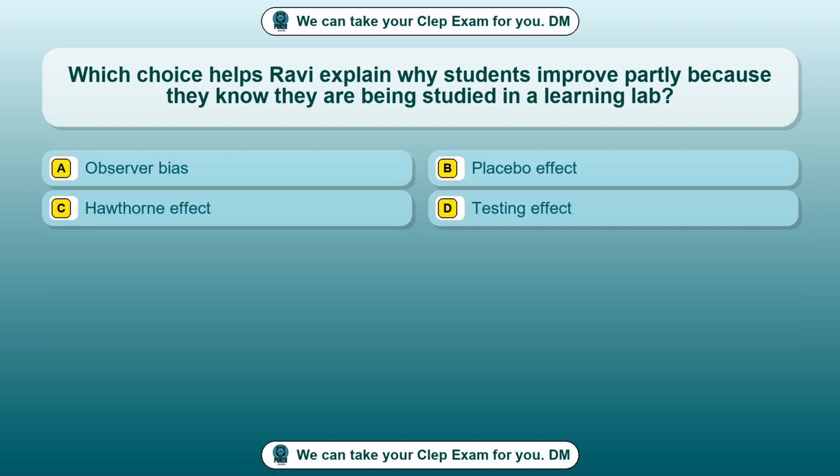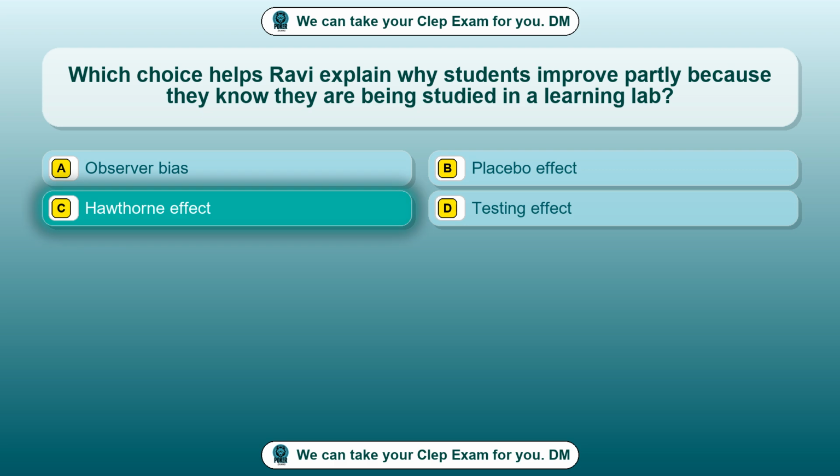Question 96. Which choice helps Ravi explain why students improve partly because they know they are being studied in a learning lab? Option A, observer bias. Option B, placebo effect. Option C, Hawthorne effect. Option D, testing effect. The correct answer is option C.